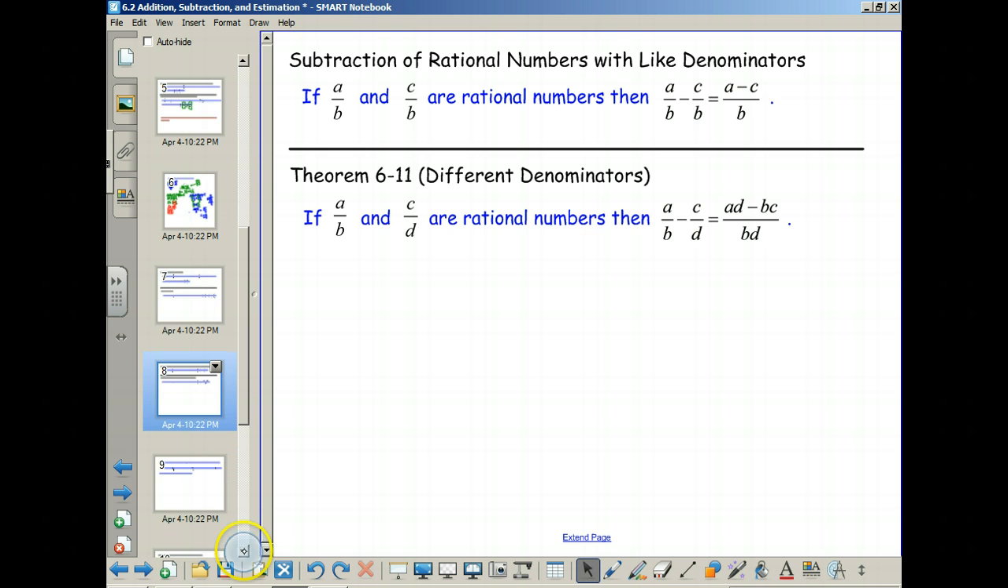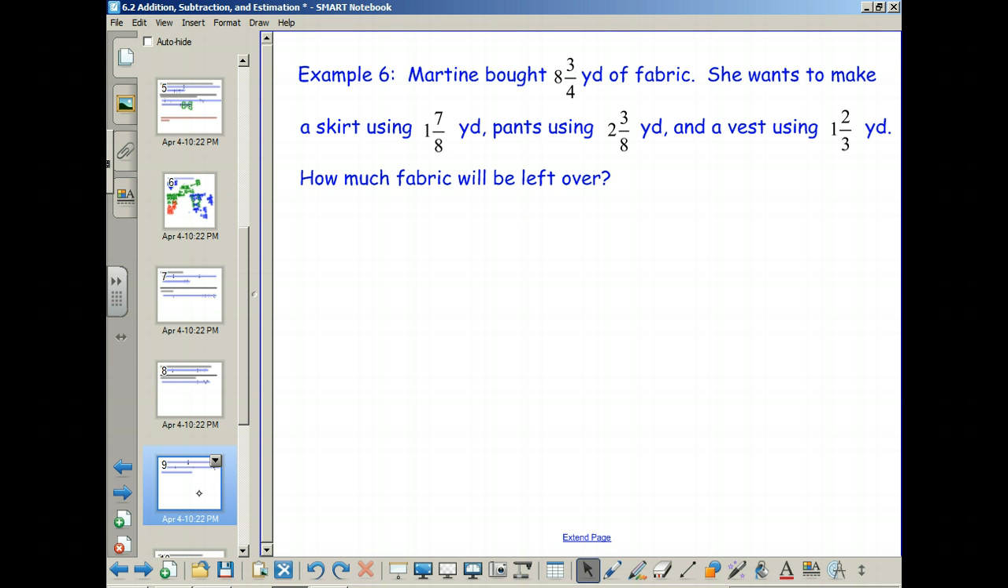So I'd like for us to take a look at a great example, because it has so much in it. We're going to take a look at the problem. We've got Martine, and she buys 8 3/4 yards of fabric. She wants to make a skirt using 1 7/8 yards, pants using 2 3/8 yards, and a vest using 1 2/3 yards. How much fabric will be left over?